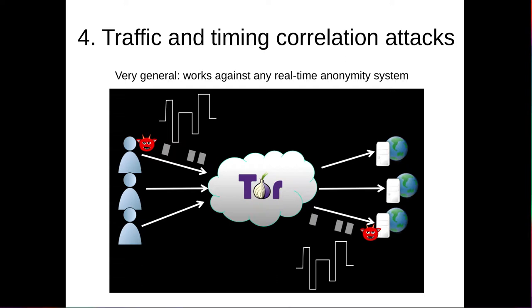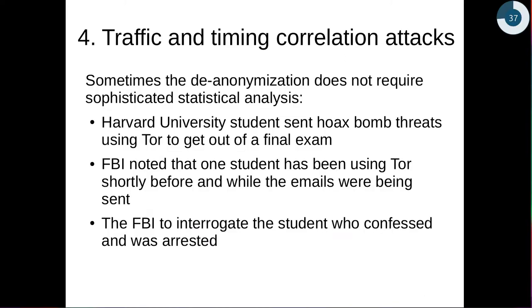And how you implement the anonymity system inside this cloud, it doesn't really help here, because if you are just looking at the traffic going in and comparing it to the traffic going out, and if it's a real-time anonymity system like web browsing, TCP connection, then you can do traffic and timing correlation attacks. It doesn't have to be mathematically sophisticated.